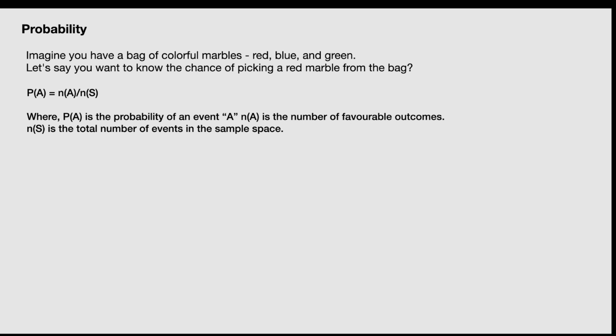And this is how we represent it. So here the probability of A, or we say the probability of getting a red marble, will be 1 by 3, because there are three balls and there is only one red ball. So the number of favorable outcomes is 1 and the number of total events is 3. So we'll say 1 by 3 is the probability of getting a red ball picked.